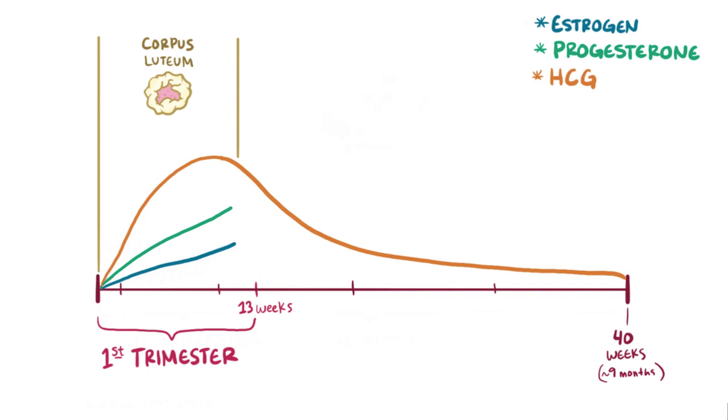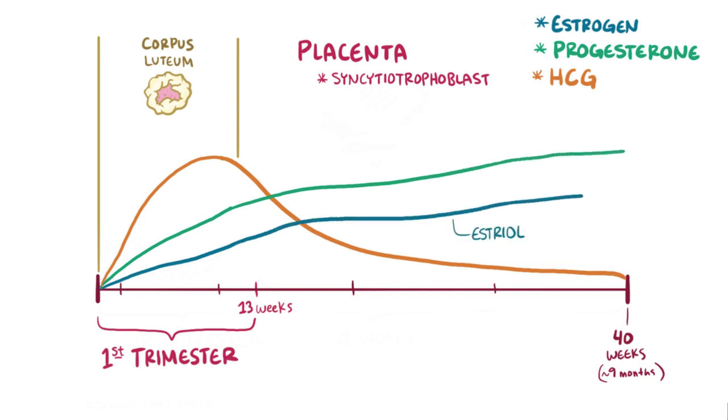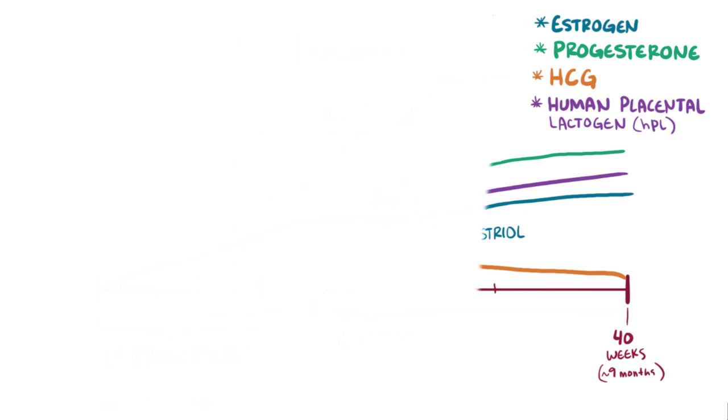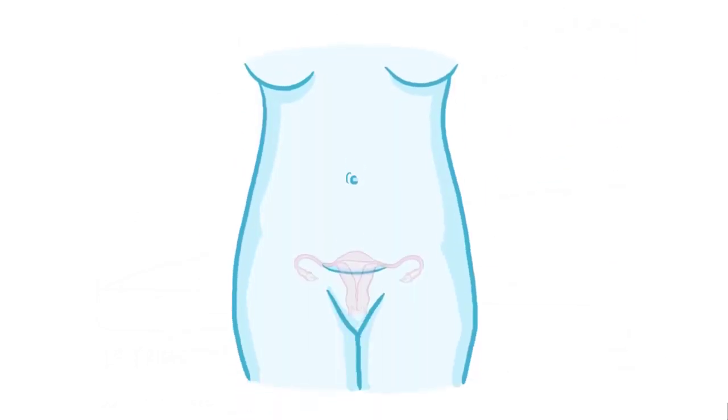Luckily, just as the corpus luteum is shriveling up, the placenta takes over, and specialized trophoblast cells, called syncytial trophoblast cells, make progesterone and estriol, which is the most abundant type of estrogen. The placenta also makes a bit of HCG, as well as another hormone called human placental lactogen, or HPL, which counters the effect of maternal insulin to help ensure that there's plenty of glucose available in the blood for the fetus. Many of the changes in pregnancy are directly related to the growth of the uterus.